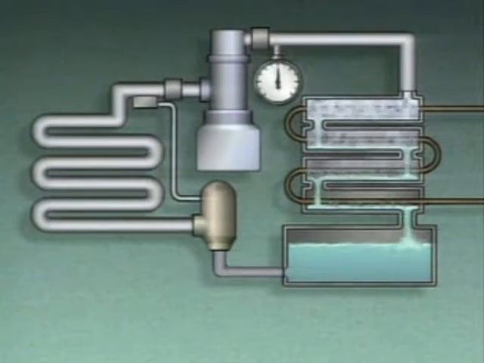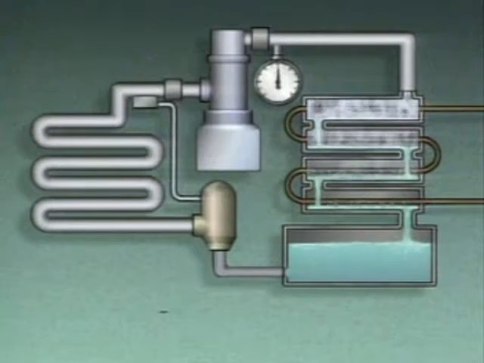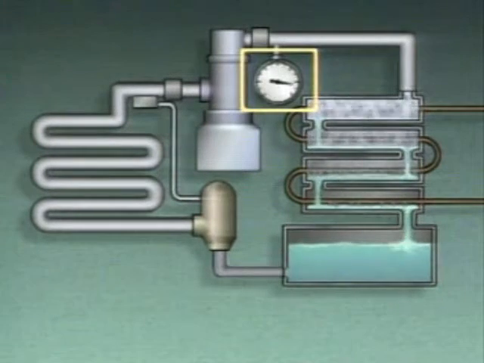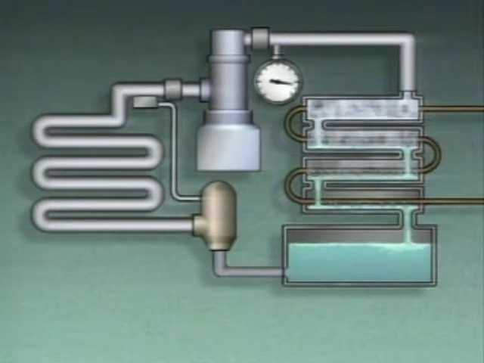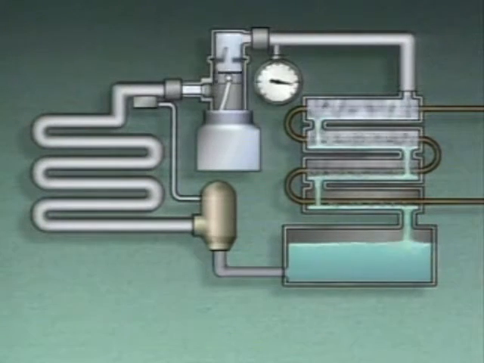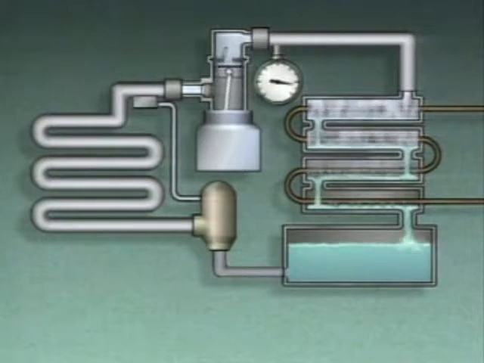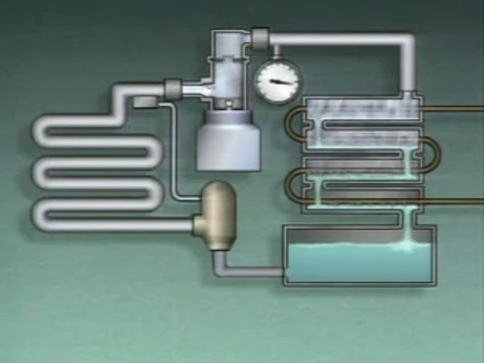Another problem that can occur is a reduced condensing rate in the condenser. This can increase the pressure on the discharge of the compressor. What do you think happens if the pressure gets too high? In many systems, when the compressor discharge pressure builds up, the high pressure switch will shut off the compressor.